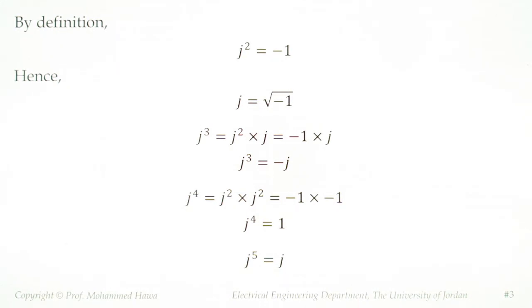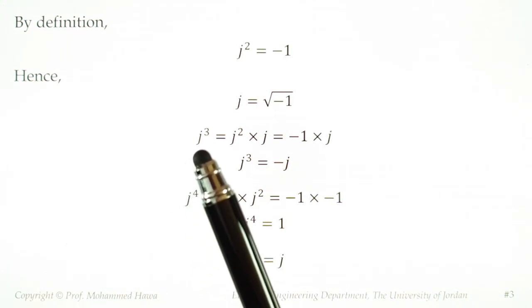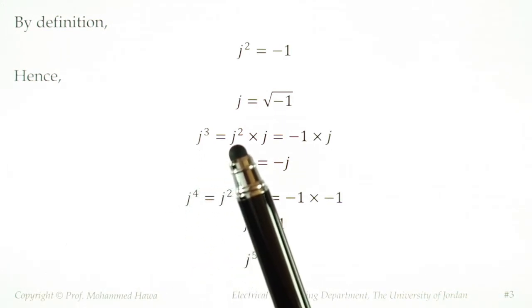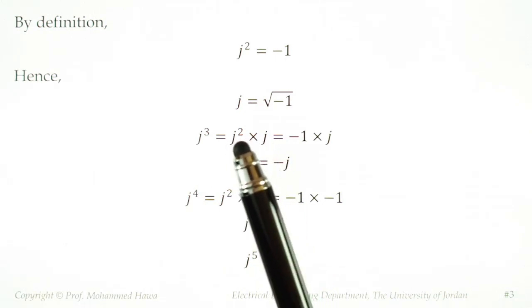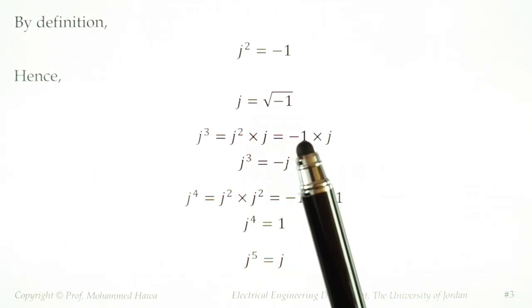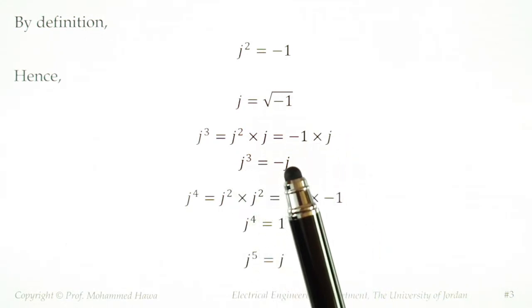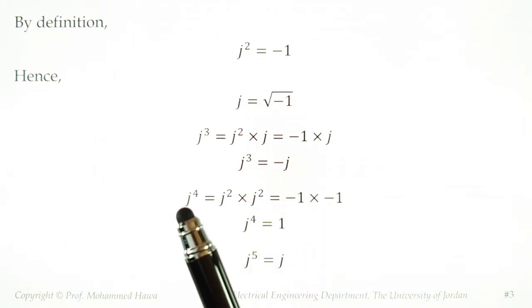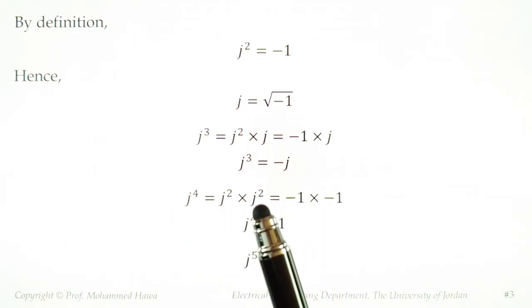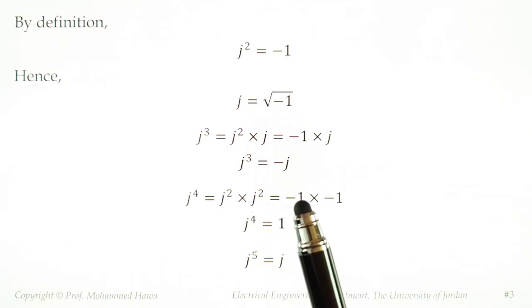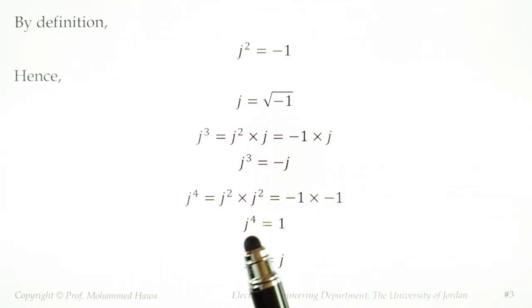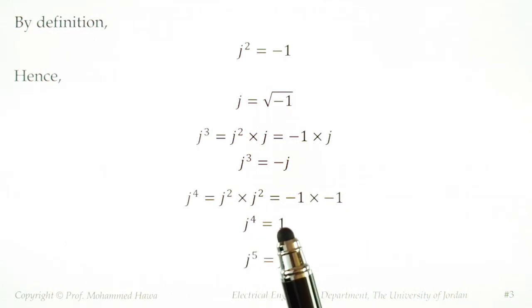By the way, if I ask you to calculate j to the power 3, it's very easy to do, because j to the power 3 is simply j squared multiplied by j. And we know by definition that j squared is -1, so it's -1 multiplied by j, and this tells you that j to the power 3 is simply -j. How about j to the power 4? Well, j to the power 4 is j squared multiplied by j squared, and j squared is -1, multiplied by j squared, that's -1. You're gonna get j to the power 4 is equal 1. You can keep going. You can easily prove that j to the power 5 is equal j. j to the power 6 is equal -1, and so on and so forth.